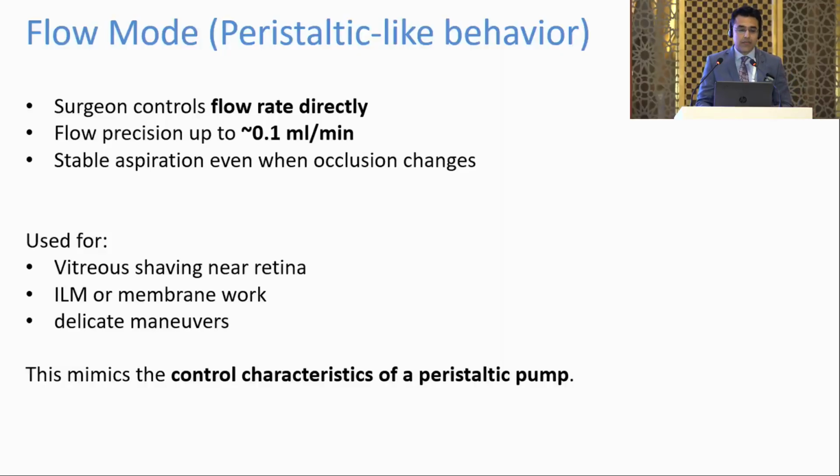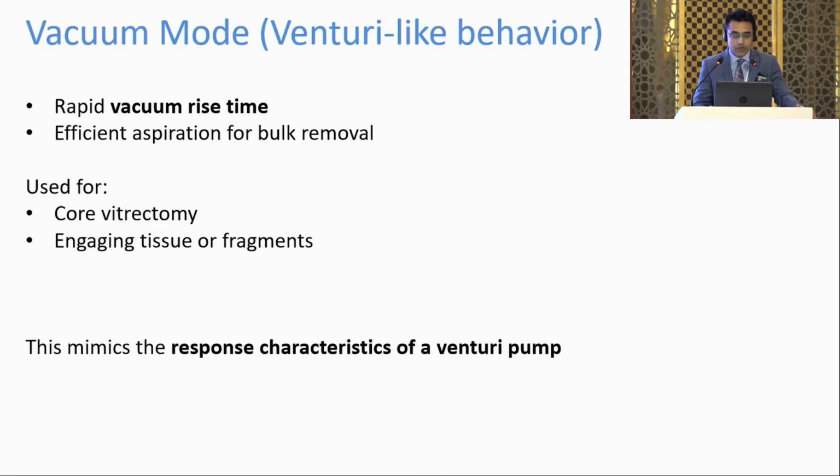When you look at the flow mode, the machine will allow you to select between the vacuum mode and the flow mode. In the flow mode, you control the flow. The control precision can be as low as 0.1 ml per minute, and this allows you stable aspiration even when there is occlusion. So you are not going to feel a surge when the occlusion breaks. This can be used for vitreous shaving near the retina, ILM or membrane work, or delicate maneuvers very close to the macula, like vitreomacular traction removal, which was shown in the previous presentation. So this mimics the control characteristics of a peristaltic pump.